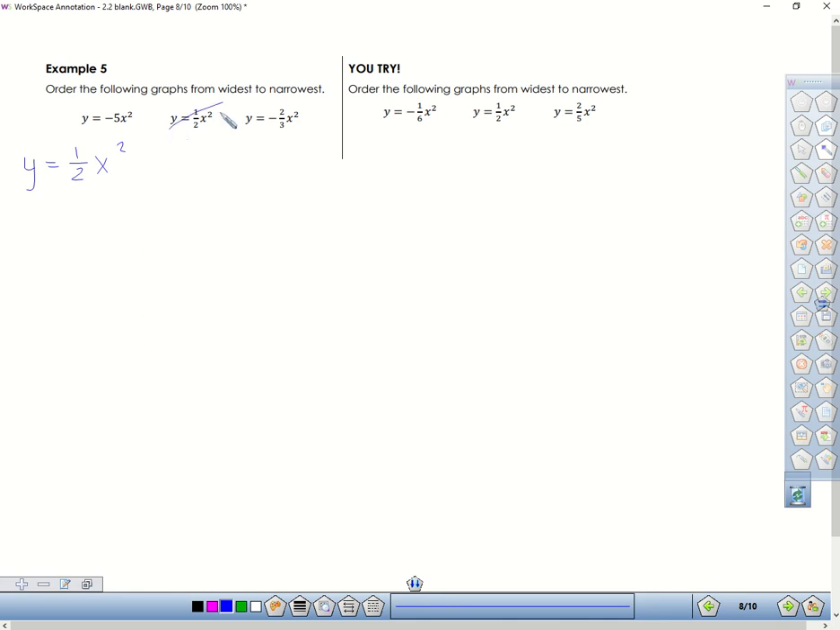Now, what would 2/3 be as a decimal, approximately? Yeah, it's about 0.6 repeating, right? So 0.6 or 0.7 is closer to 0 than 5 is, right?